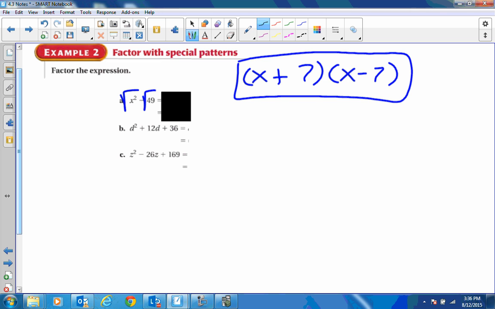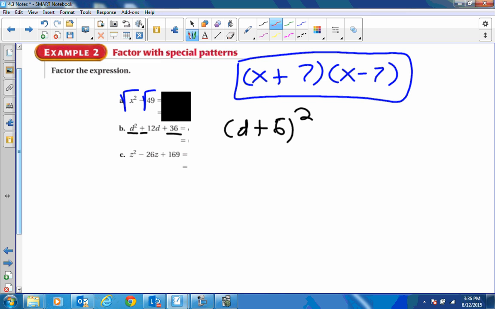Okay, this one has three terms, so it's a perfect square trinomial. If you look at the first term and the last term, again, you should pay attention to the middle term too, but I'm trying to keep it as simple as possible. But if you look at the first term and last term, they're both perfect squares. You should be able to take the square root. So square root of d squared would be d. The square root of 36 would be 6. The middle term is a plus. You can keep it as a plus. It would be d plus 6 squared. And that's how you'd write that as a perfect square trinomial.